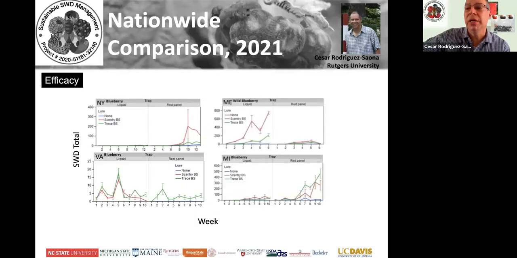In New Jersey blueberries, the red panels also outperform the liquid traps as far as the spotted wing Drosophila captures. And similar results were found in Michigan in blueberries. The spotted wing Drosophila captures were lower in Virginia blueberries in the red panels compared to the liquid panels, and the liquid traps outperform the red panels in low bush blueberries in Maine.